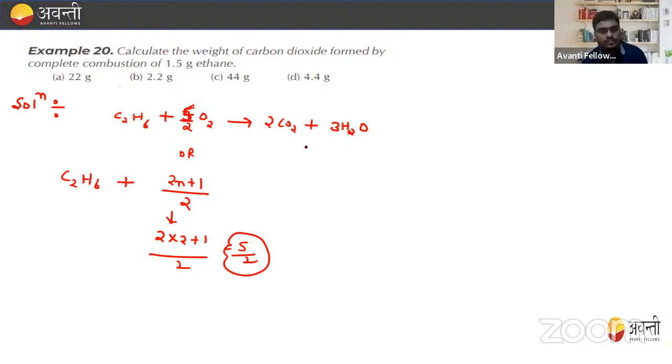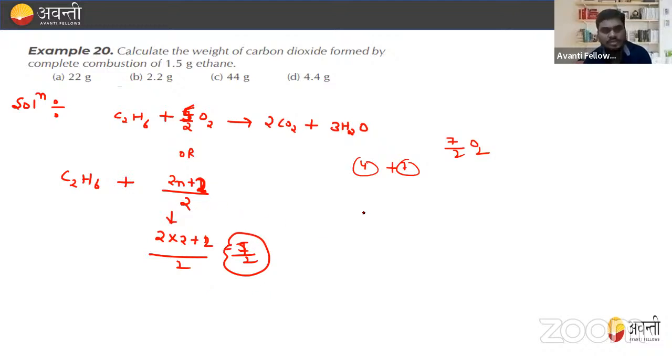right? Now, this one is oxygen, 2 into 2 is 4 oxygen, plus 3 O. It means 7 oxygen. So 7 by 2 O2. Right. Okay. So we can calculate this by using this formula as well: (2n plus 2n plus 2) here. Sorry for the mistake, 2n plus 2. So it will become 7 by 2. Right? 2n plus 2. Just remember this formula.